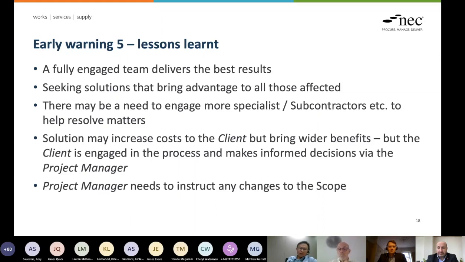Too often, a solution may increase the cost to the client, but hopefully a wider benefit could be obtained. For example, the client's objective achieved with reduced delay impact to the completion. More importantly, the early warning process could enable the client to have better transparency of the likely impact so that he could make informed decisions with the help of the PM as well as other people within the project team. The last piece of lesson learned.